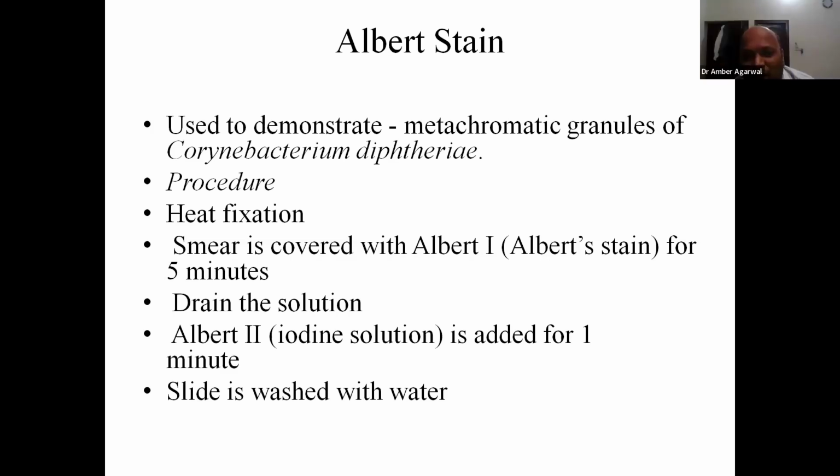When you do the stain directly from the pseudomembrane, the metachromatic granules are not that visible. You will only see gram-positive bacilli, sometimes V-shaped, in Chinese letter patterns. When you put it in the Loeffler serum slope, a nutritionally deficient media, the metachromatic granules become prominent. After 6 hours from the Loeffler serum slope, when you make the Albert stain, at that time it becomes prominent.